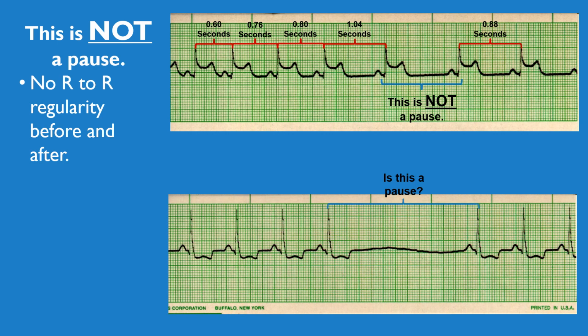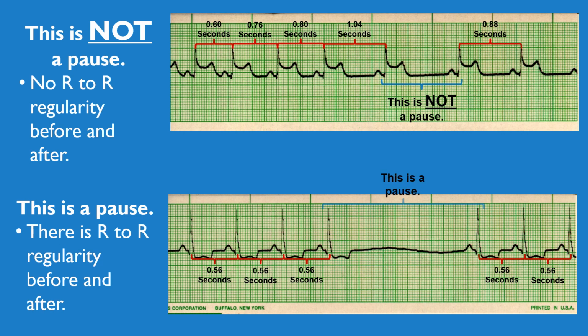Looking at this example, we do have a larger gap, so it does appear like there may be a pause. But what we need to do is measure the R to R intervals before and after this gap. And when we measure those intervals, we do have consistent intervaling between the R to R intervals before as well as after this gap. So since they are consistently intervaled, this is a pause and it is not a gap. To reiterate, what we need to look for to have an actual pause is consistent R to R intervaling before and after the gap. And if that is the case, then we do have a pause.